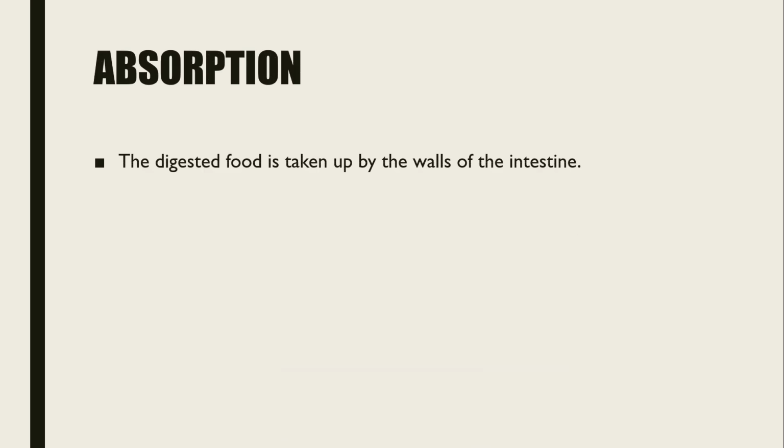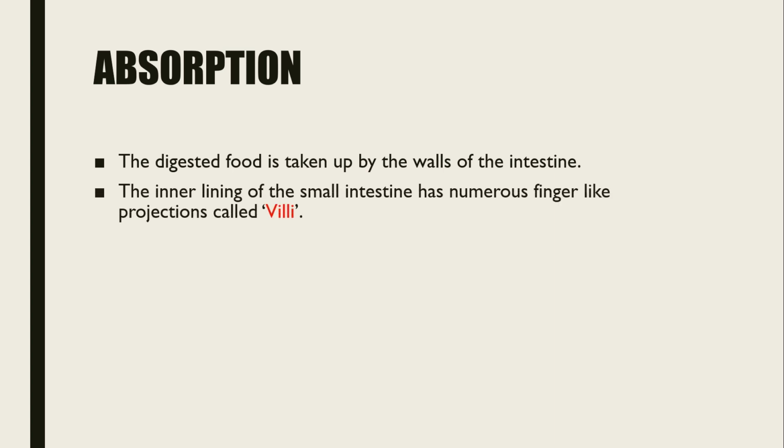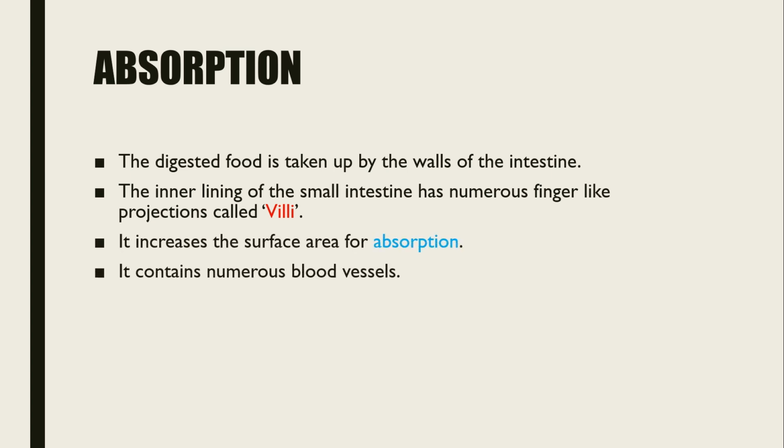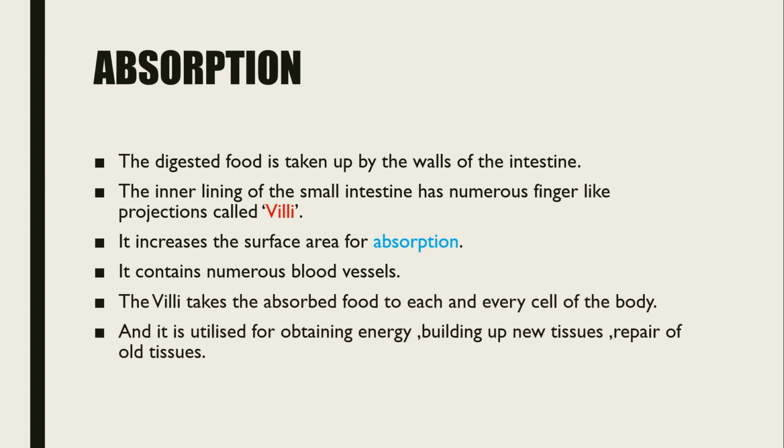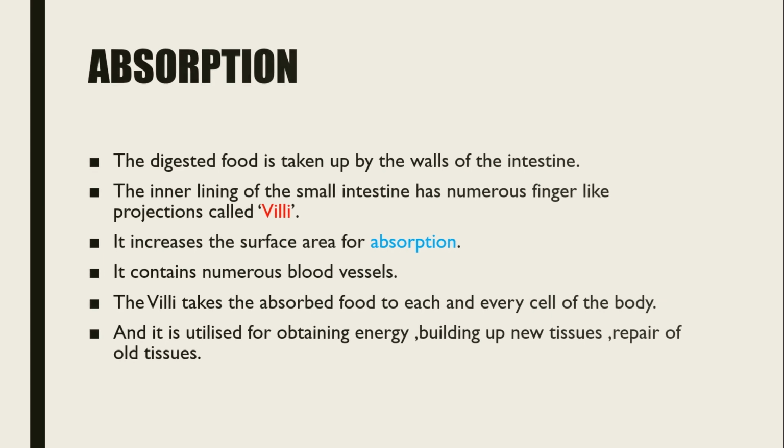Now let's see the absorption, which takes place in the walls of the intestine. The digested food is taken up by the walls of the intestine, and the inner lining of the small intestine has numerous finger-like projections called villi, which increase the surface area for absorption. It also contains numerous blood vessels. The villi take the absorbed food to each and every cell of the body, and it is utilized for obtaining energy, building up new tissues and repair of old tissues.